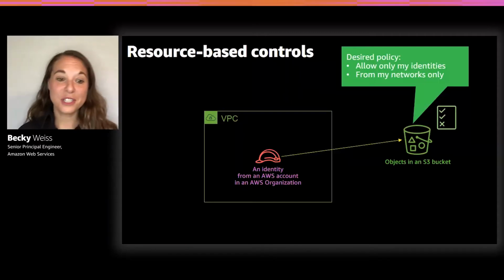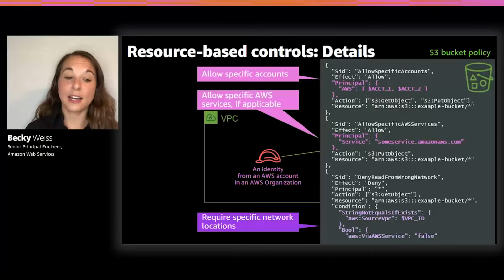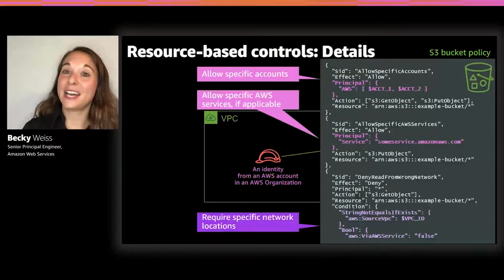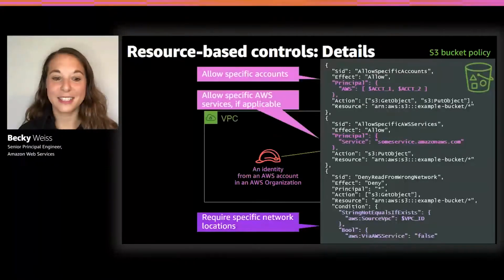The final boundary here is the resource boundary, and that is the bucket policy. A bucket often has a lot of S3 data in it, objects, maybe from different data sets. And the policy on the bucket is how you make assertions over all of that data, how it's going to be accessed. So thinking perimeters, it's going to be accessed by my identities and from my expected networks.